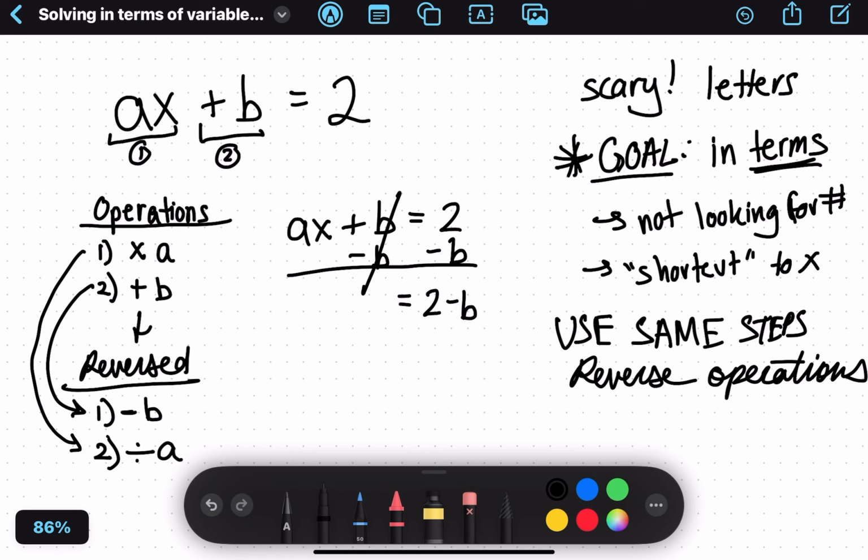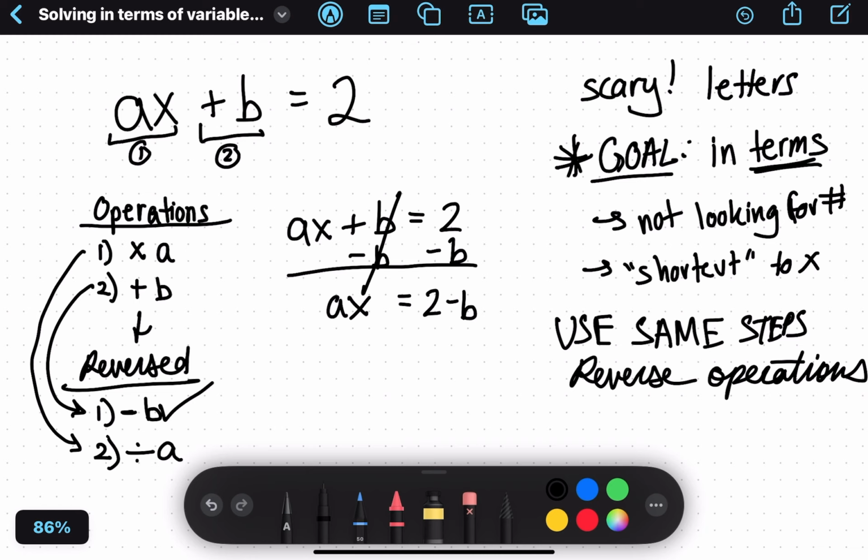Now we don't have a number for that, and that's okay. We are going to leave it as 2 minus b. Ax is equal to 2 minus b. And that's okay if we leave it like that. Once again, like I said, we are not looking for a number. We're just looking for a different way to get to x. So, okay, we subtracted b.